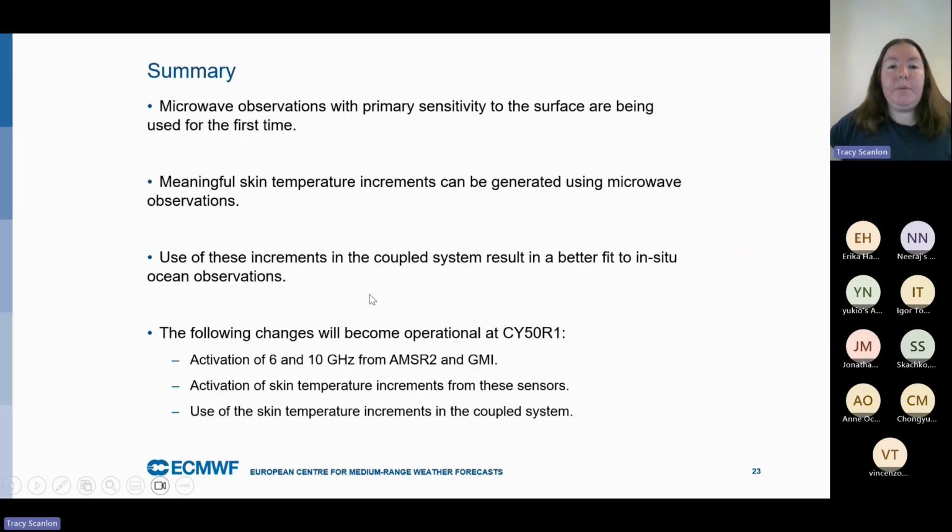So just to summarize, we have the microwave observations with primary sensitivity to the surface being used for the first time. So this is 6 and 10 gigahertz. We're creating meaningful skin temperature increments from these observations, and we can use these in the coupled system to provide a better fit to ocean observations, giving us confidence that the ocean has been updated as intended. And each of these will be included at cycle 50R1, which will be operational in the next couple of years.